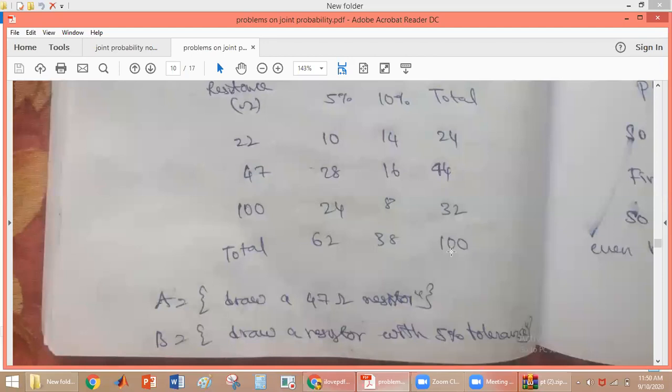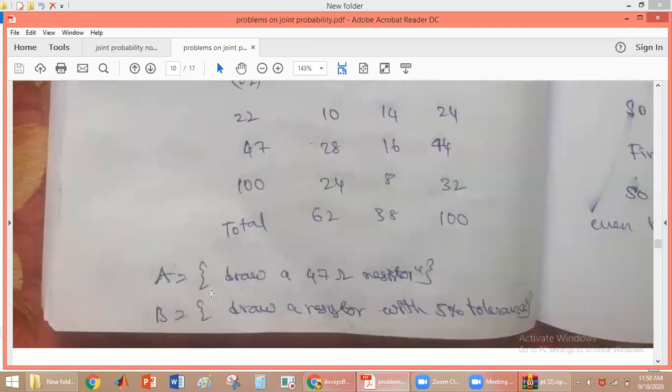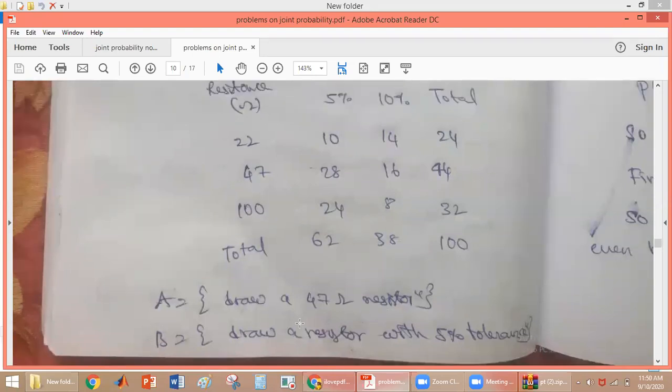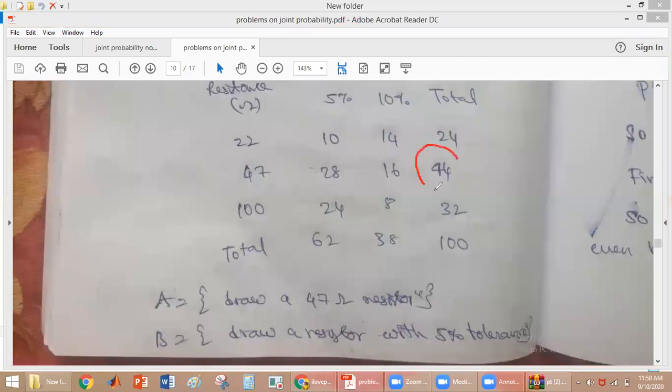Okay. Now, what is event A? Draw a 47 ohm resistor. Okay. What is event A? Draw a 47 ohm resistor. Can you tell me what is probability of A now? 47 ohm resistance, how many we have totally? 44. So probability of A is 44 by 100.